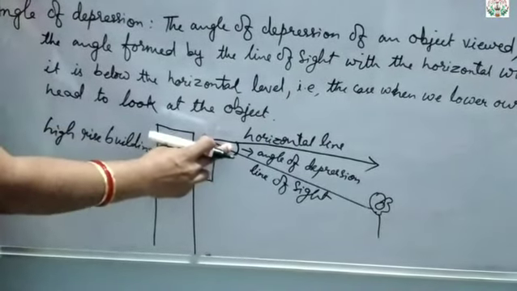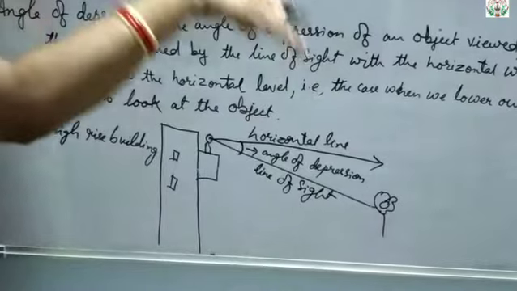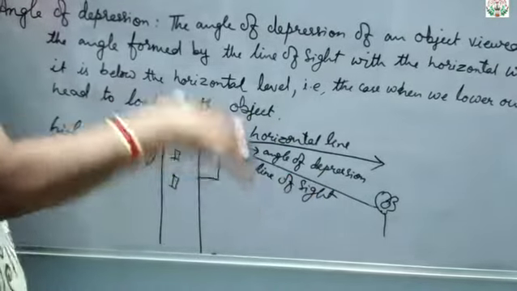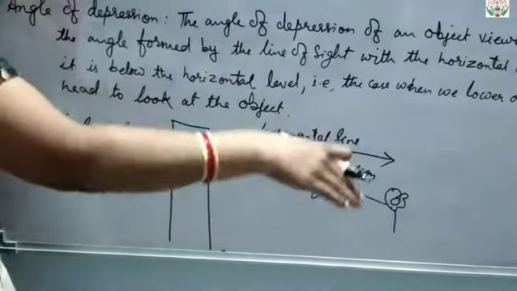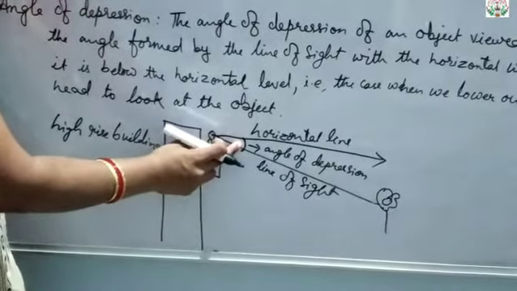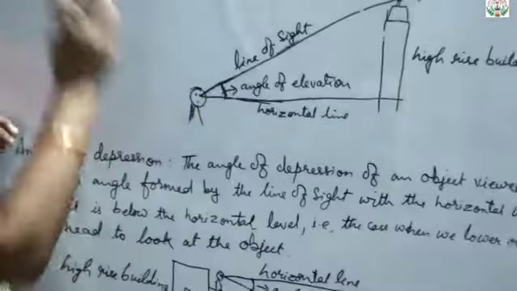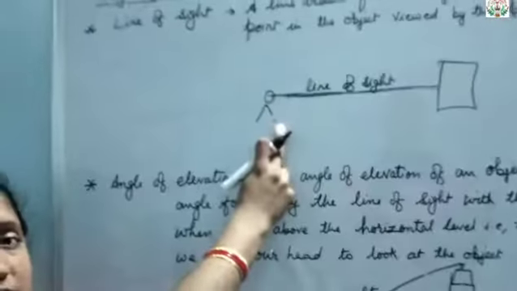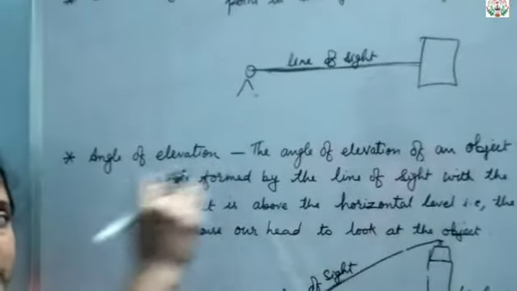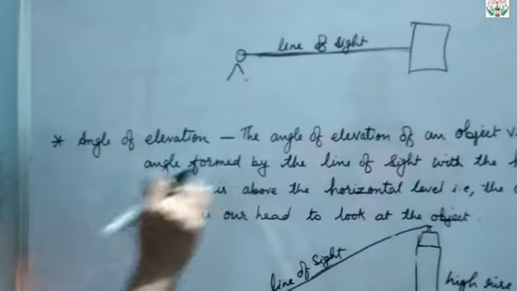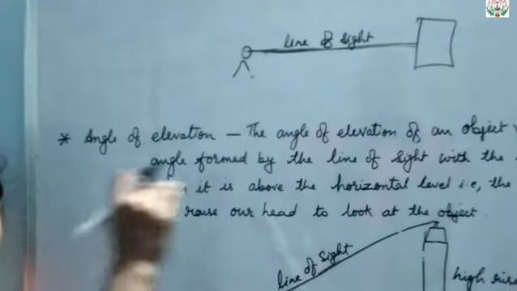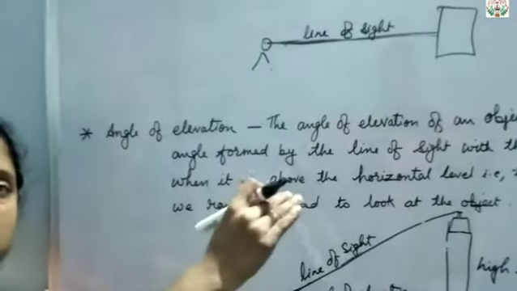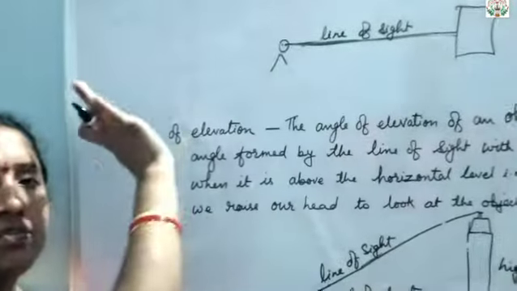So angle of depression is made when you want to see the object below your height. That means you are seeing down. When you see down, angle of depression is made. And when you see above, angle of elevation. And line of sight means just eye level. Anything I want to see in my eye level, then that line is called what? Horizontal line is called line of sight. To see an object, whatever line is made to see the object is called line of sight.